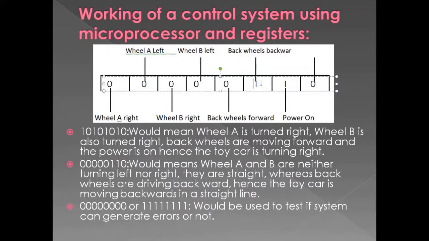Now if you have all zeros or all ones, that means power is both on and off. This means it has an error. If all of them are 1, that would mean the wheels are turning towards left and right at the same time and the power is on and off at the same time, which is wrong. It cannot happen. So in such a case we would write that this is either used to test whether the system is capable of displaying an error message, or the system has encountered an error.